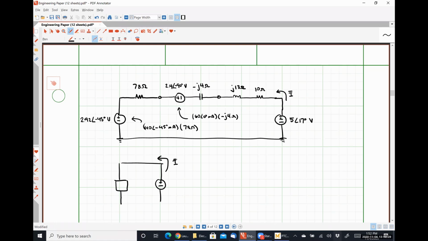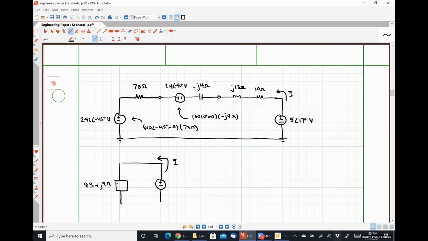And I'm looking for this current, I. With regards to my impedance, I'm just going to add all the real parts together. So 73 plus 10 looks like 83. Minus j4 plus positive j13 looks like plus j9 ohms. So that's my equivalent impedance for everything because it's all in series. So I just add the real parts together, add the imaginary parts together, and I'm good to go. So anybody have any problem with my equivalent impedance?